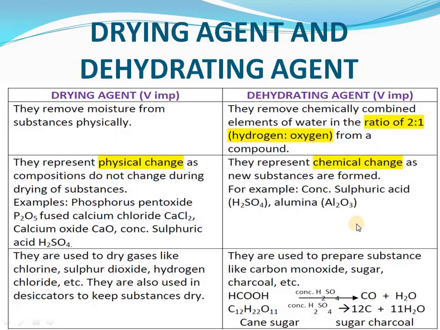Or desiccant. The difference between a drying agent and a dehydrating agent is that drying agents remove moisture physically, while a dehydrating agent removes the elements of water in the ratio 2:1. You know the water composition ratio is 2:1 only. The first represents a physical change and the second a chemical change. Drying agents are used to dry gases like sulfur dioxide and HCl, and dehydrating agents are used to prepare certain substances like carbon monoxide or sugar charcoal, by dehydrating action.